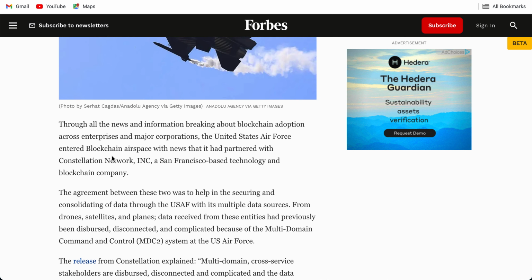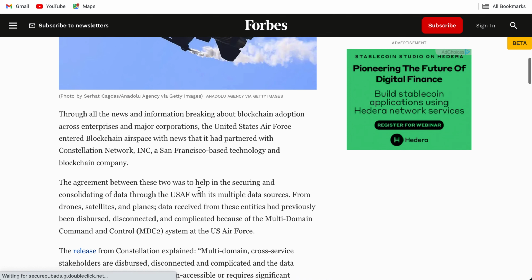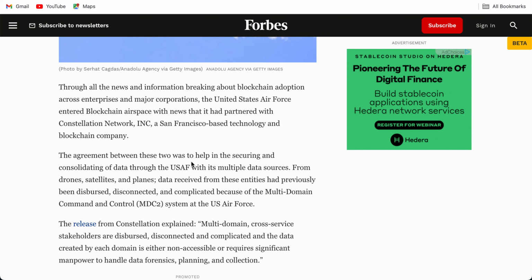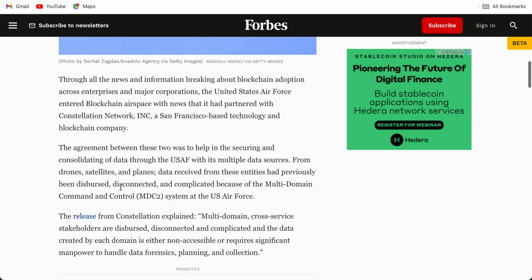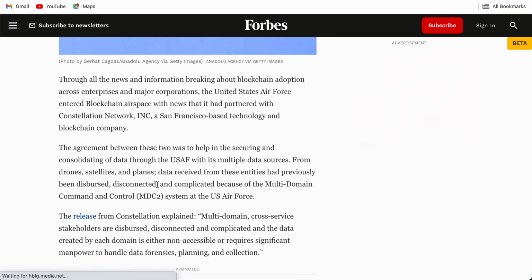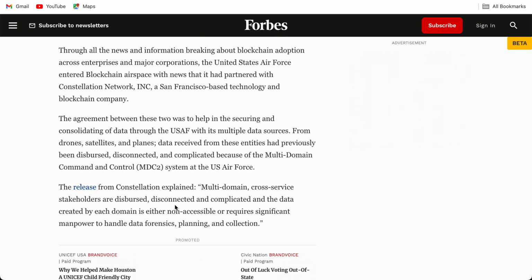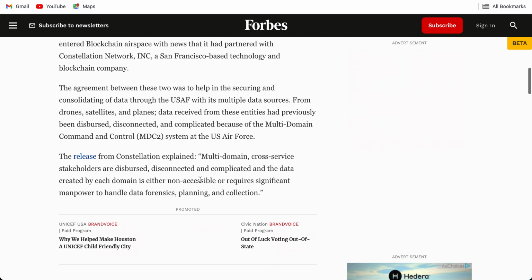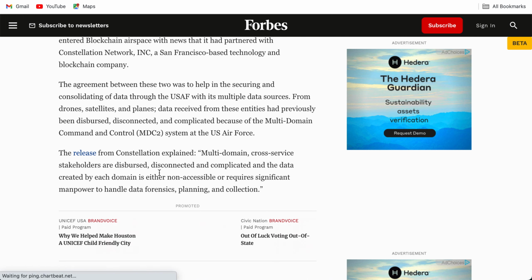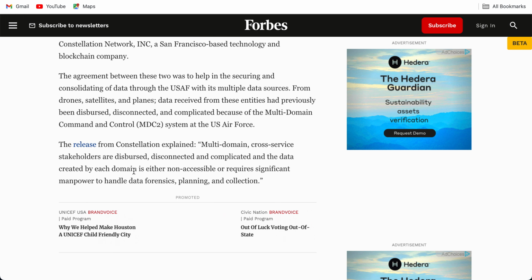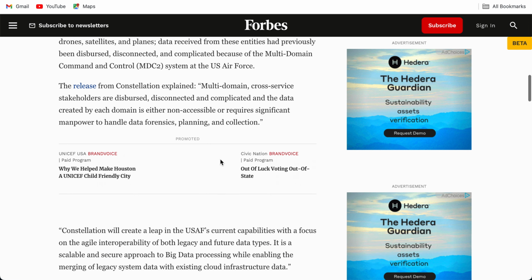The United States Air Force entered blockchain airspace with news that it had partnered with Constellation Network Inc., a San Francisco-based technology and blockchain company. The agreement between the two was to help in securing and consolidating data across the USAF, with its multiple data sources from drones, satellites, and planes. Data received from these entities had previously been disconnected and complicated because of the multi-domain command and control system at the US Air Force. The release from Constellation explained that multi-domain, cross-service stakeholders are dispersed and disconnected, and the data created by each domain is either non-accessible or requires significant manpower to handle data forensics, planning, and collection.